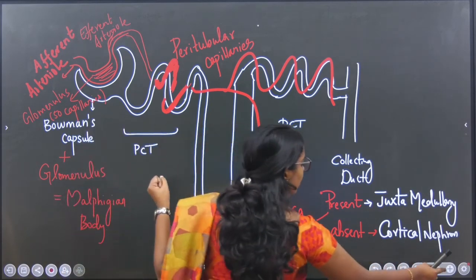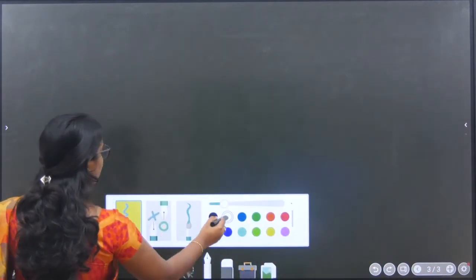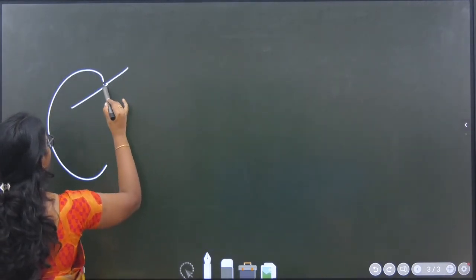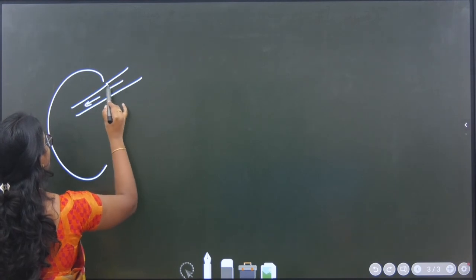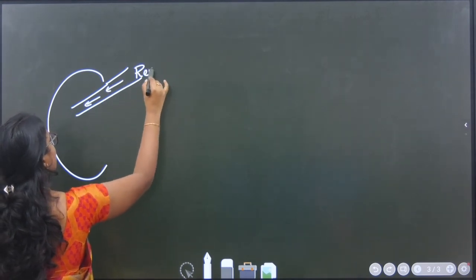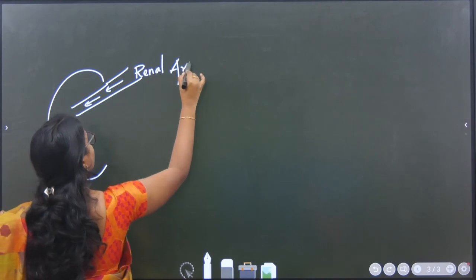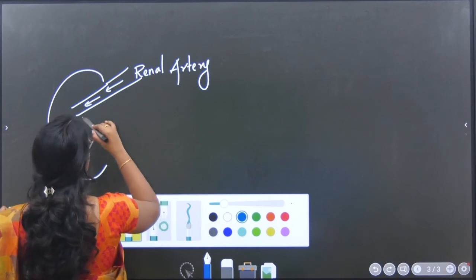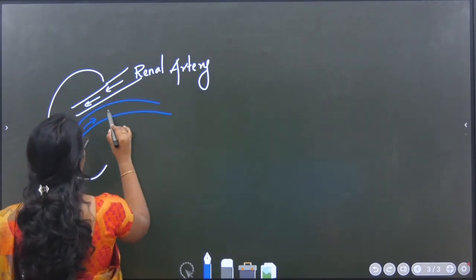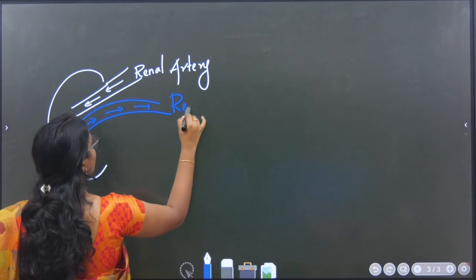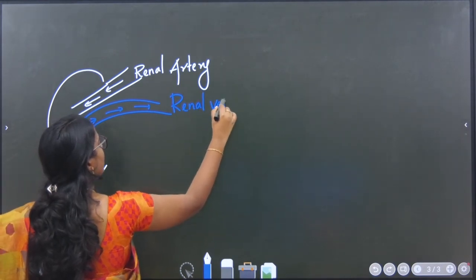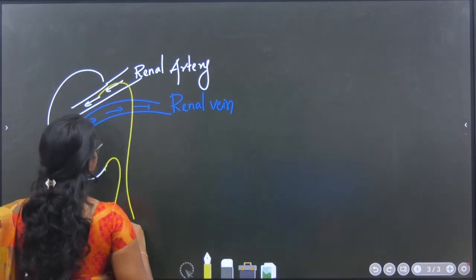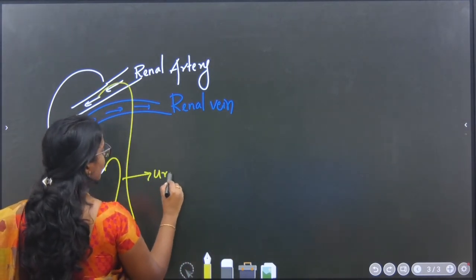So let me consolidate this one. So the blood vessel which is entering the kidney is called renal artery. This is called renal artery, and the blood vessel which is leaving the kidney is called renal vein, and the urinary tube which is collected from the kidney is called ureter.